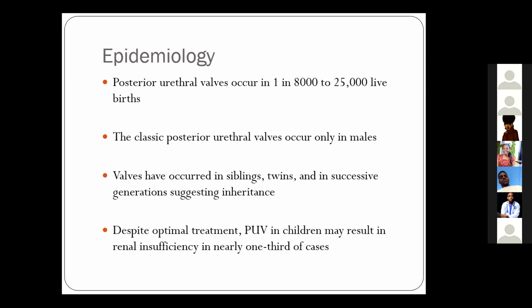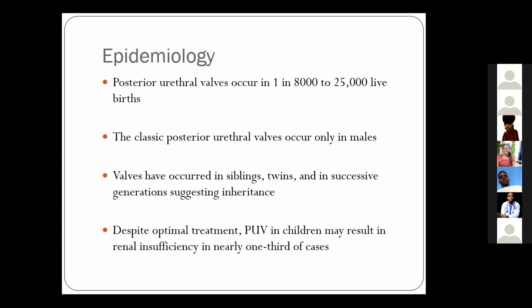Now, posterior urethral valves occur in 8,000 to 25,000 live births, and the classic posterior urethral valves occur only in males. Valves have also occurred in siblings and twins. As for the genetic component or inheritance, there's not really substantive data to show that it is inherited.